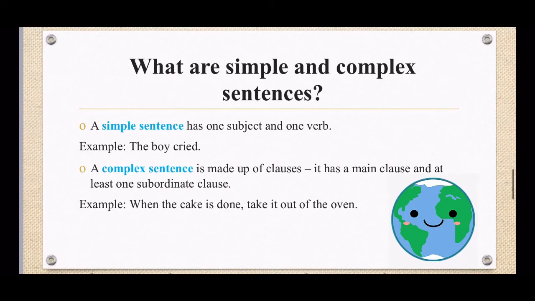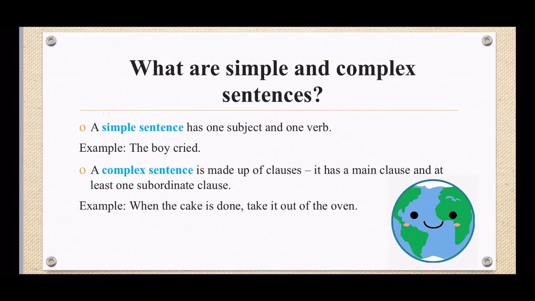Okay, if we carry on, there's another block. It's about simple and complex sentences. So what are these sentences? A simple sentence has one subject and one verb, right? So we know a subject is the main part of a sentence, and a verb we know is an action or a doing word, right?